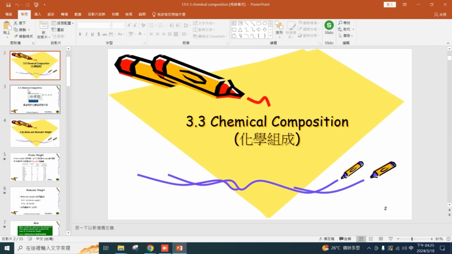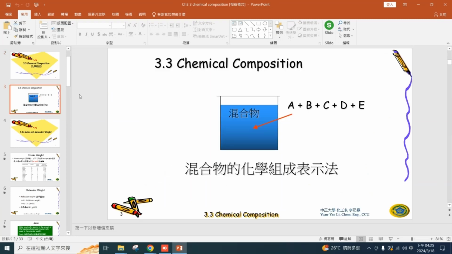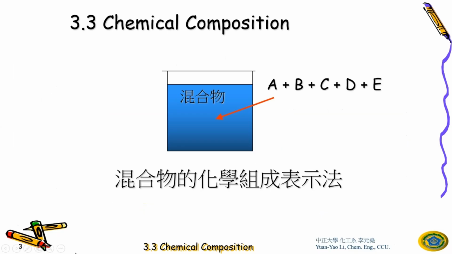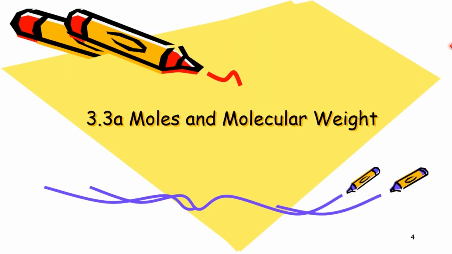So in section 3.3, basically we need to know how to express the chemical composition, and that's what we are going to start today. If you have a mixture of A, B, C, D, E components, how are you going to express how much of A is in this mixture, how much of B is in this mixture? So basically before we start, we need to know the moles and the molecular weight.